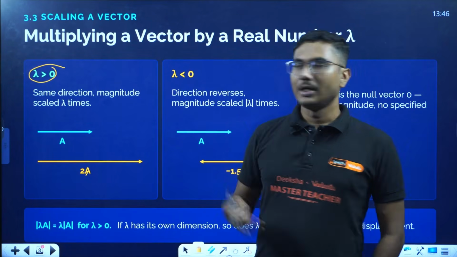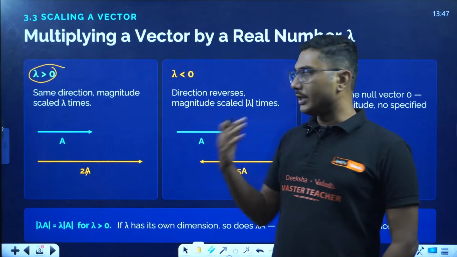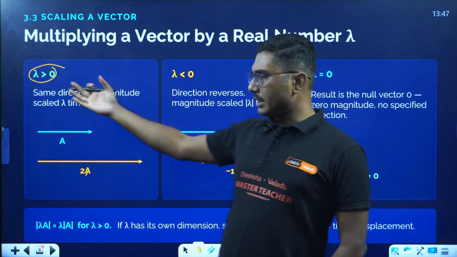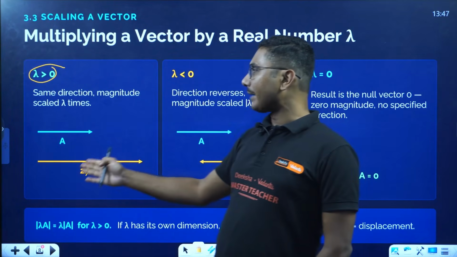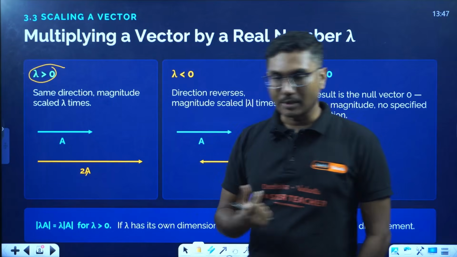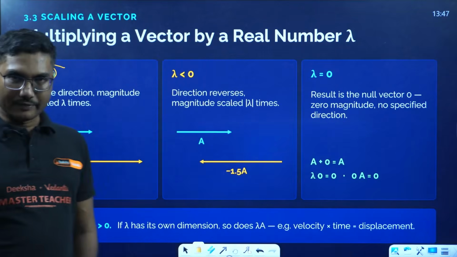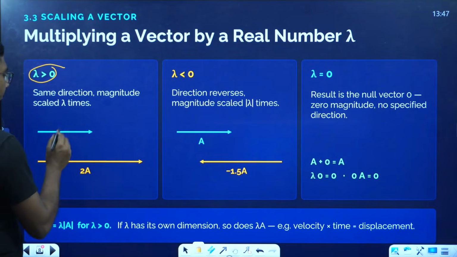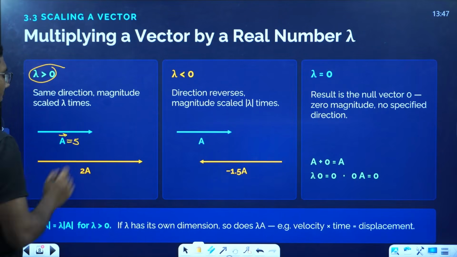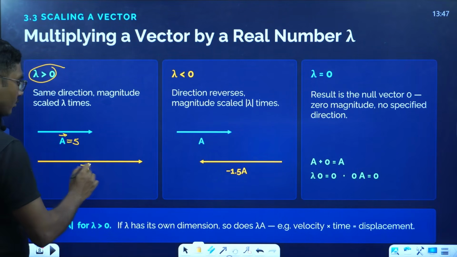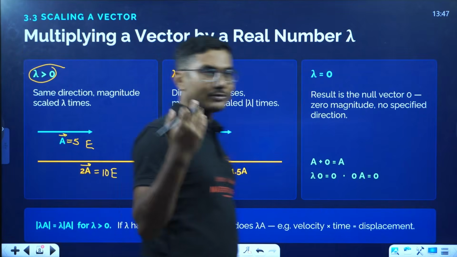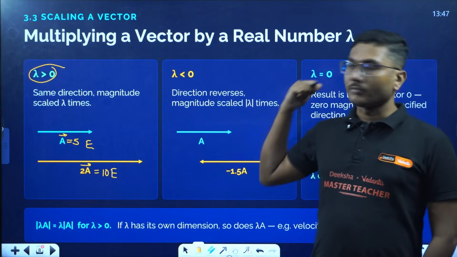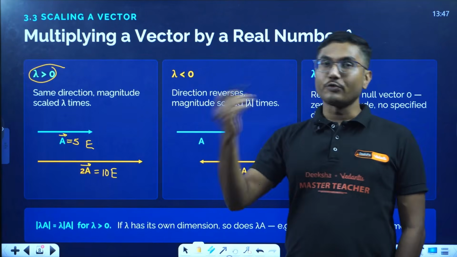Just for example, if you multiply a vector with a real number and the number is greater than 0, you get a vector in the same direction, but its magnitude will be increased by that factor. Suppose the original vector was 5 in the east direction. Now the new vector, say you are doing 2a, will be 10, and it will also be along the east direction. The same way as multiplication in the normal case, 2 into 5 is 10.